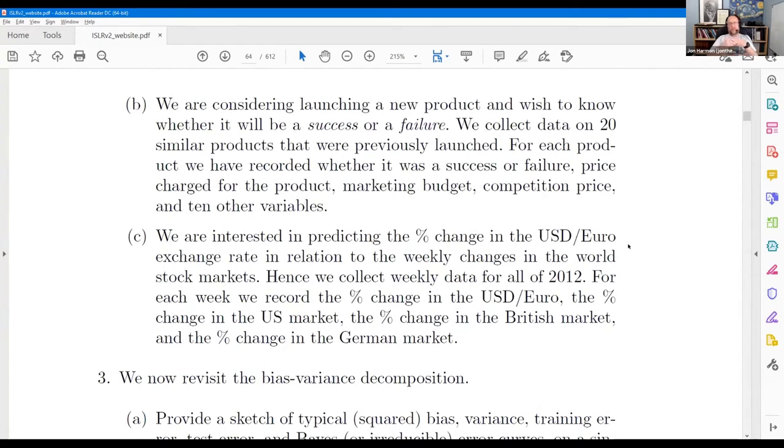All right, so the next one, we're looking at launching a new product and wish to know whether it will be a success or failure. We collect data on 20 similar products that were previously launched. For each product, we have recorded whether it was a success or failure, the price charged for the product, marketing budget, competition price, and 10 other variables.